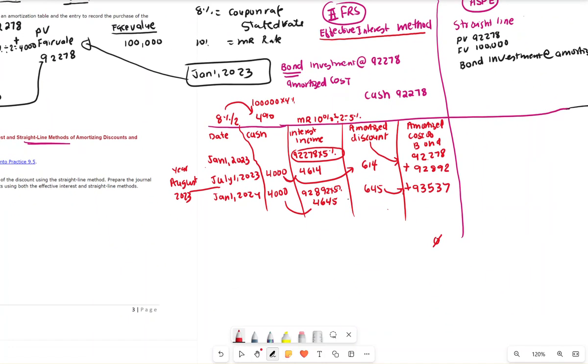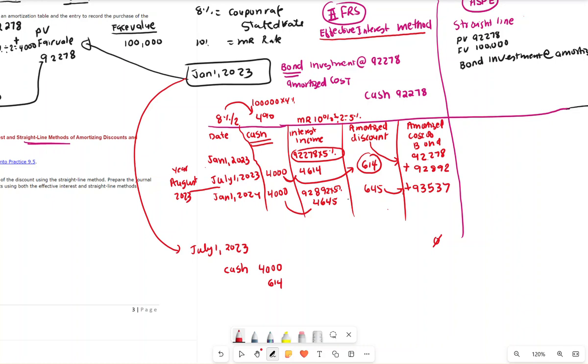So the next question was to do the entries. Now we have to do the entries. We showed you how to do a table. My next entry will be for July 1st 2023. That's when we're making a payment. Now once you do the table, it makes it easy. So now if I were to think about it, I'm getting a cash. How much cash am I getting? $4,000. I'm amortizing the discount, which is 614. So I know I have to debit 614.